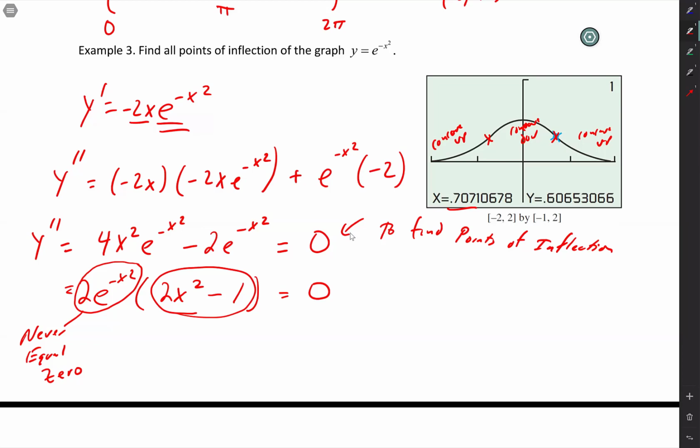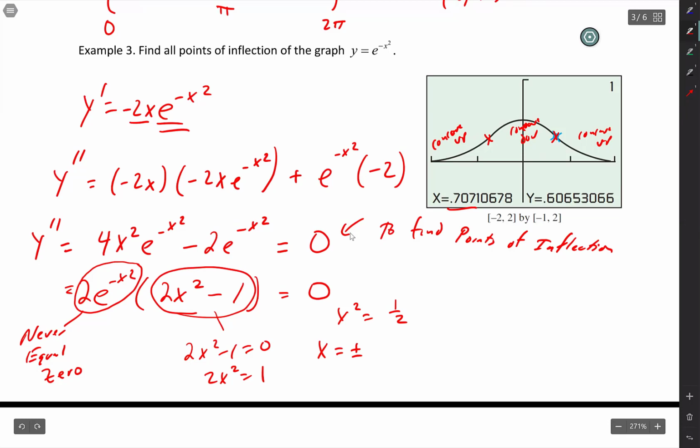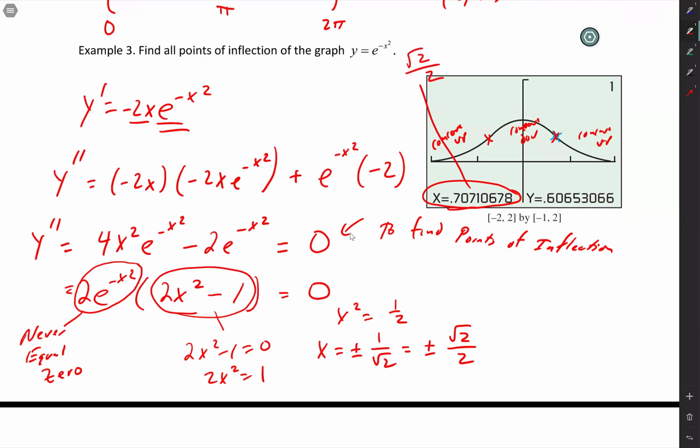So here we go, guys. I'm solving for this. 2x squared minus 1 equals 0. 2x squared equals 1. Divide by 2, x squared equals a half. And then square root, x equals plus or minus 1 over square root of 2, which simplifies to plus or minus square root of 2 over 2. Oh, we should have recognized that. 0.707, yeah, that looks familiar. That is square root of 2 over 2, guys. Don't believe me? Type it in your calculator.